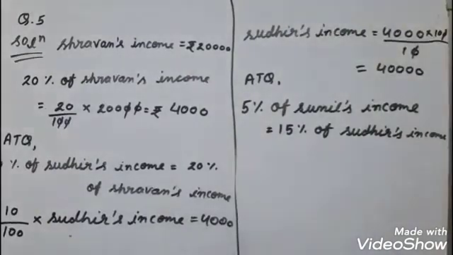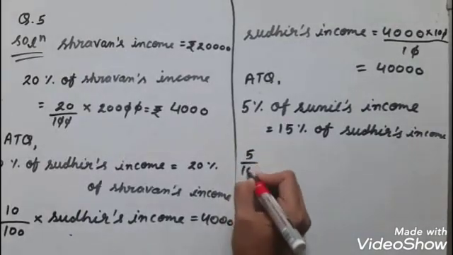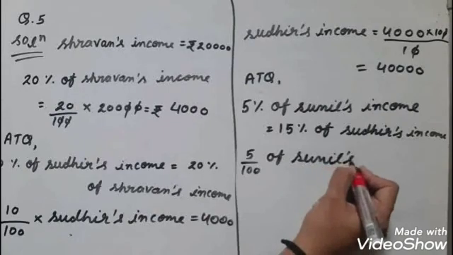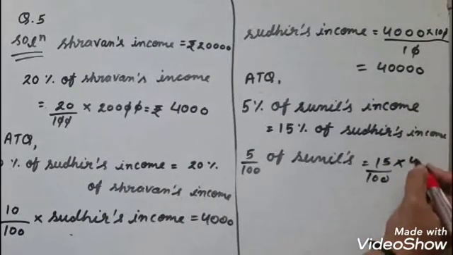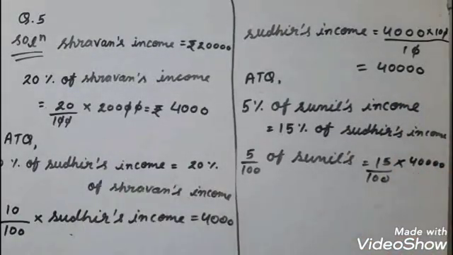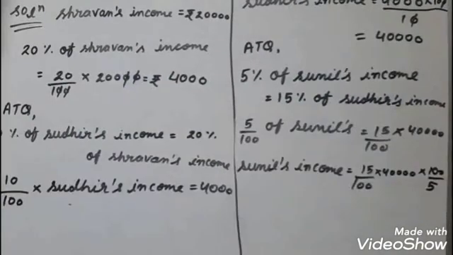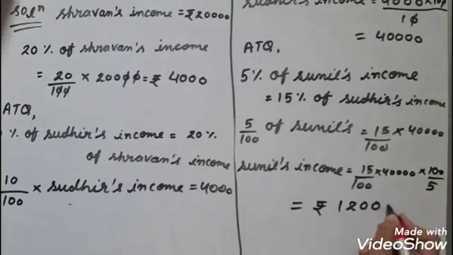Now again according to the question, we will arrange the statement. 5% of Sunil's income is equal to 15% of Sudhir's income. So 5% of Sunil's, 15% of Sudhir's income, that is 40,000. We are shifting 5 and 100 to that side. 100 is in multiplication and 5 is in division. We will do the calculation and we will get the amount. And the amount is 1,20,000.